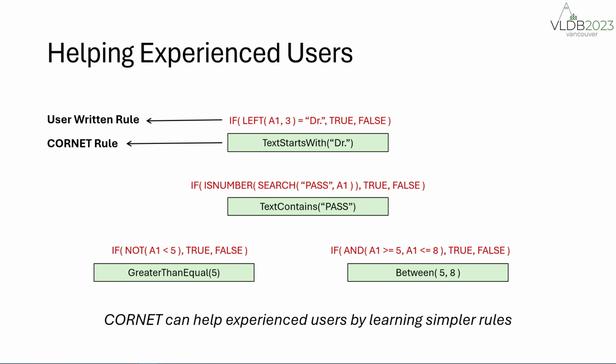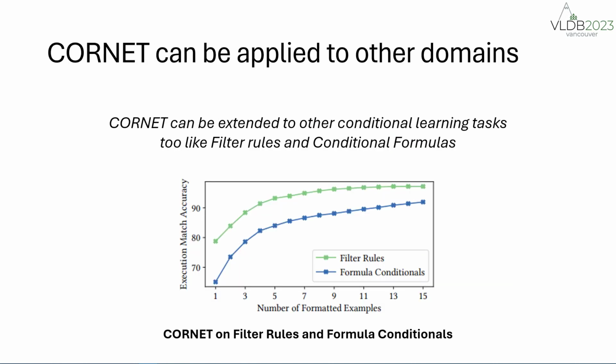We find that even experienced users who know about the conditional formatting feature and can successfully add correct rules often write unnecessarily wrong rules, which are harder to maintain and generalize to new data. Cornet can learn a simple rule in these cases. The slide shows some examples where the user-written rule can be simplified by a rule learned by Cornet with a few examples. At its core, Cornet is simply learning a conditional program using few examples.